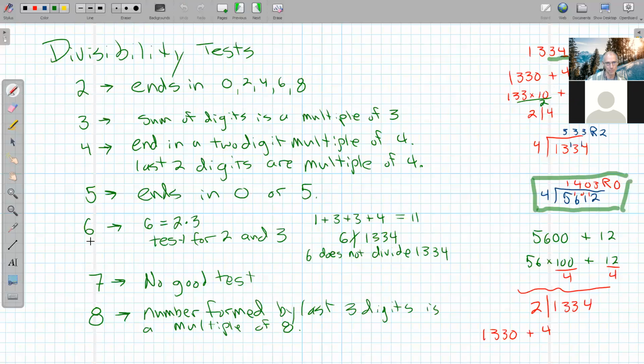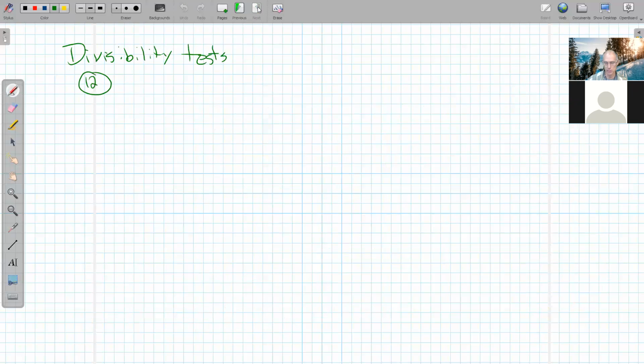If you look at 6, we use the test for 2 and the test for 3. So let's think about that right there and how we might make a test for 12 based on other tests. So let's throw some suggestions there. What could we try? Six, we tested for 2 and 3. For 12, could we test for 2 and 6? Or maybe test for 3 and 4? Let's try and see what happens.